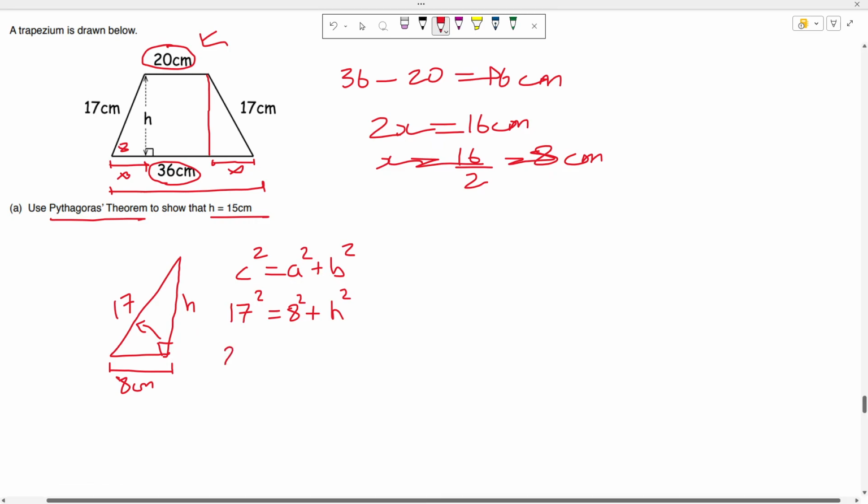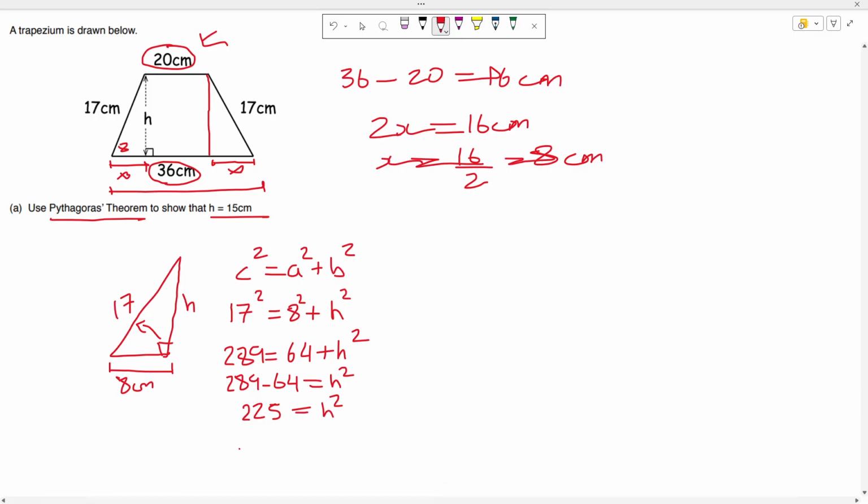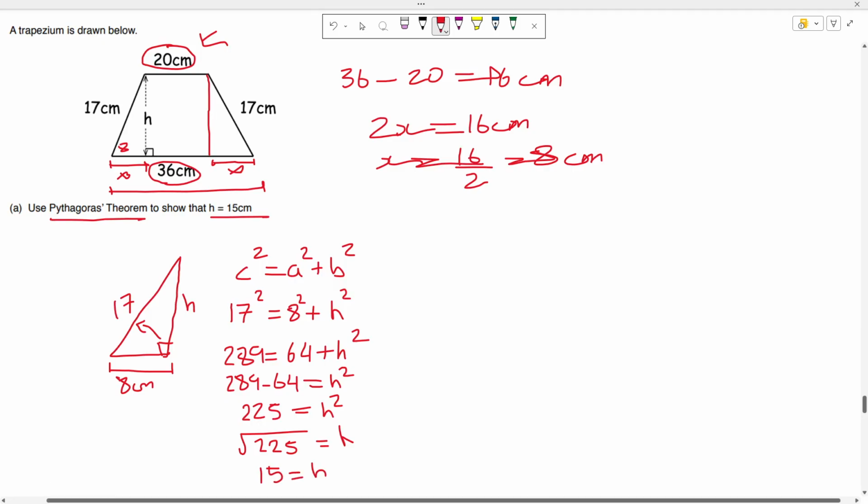So 17 squared is 289. 289 is equal to 8 squared, which is 64, plus h squared, right, guys? Now moving 64 to the other side, we'll have 289 minus 64 will give us h squared, right? So 289 minus 64 is 225. 225 is equal to h squared. Therefore, the square root of 225 is equal to the height or h, and we know that the square root of 225 is equal to 15. So we have proved that our height is equal to 15 centimeter.